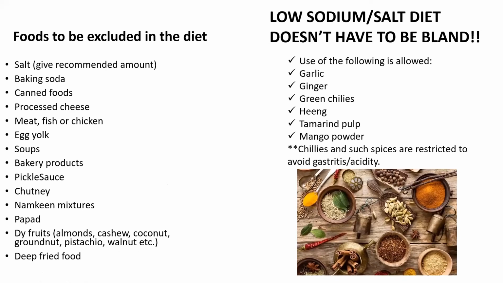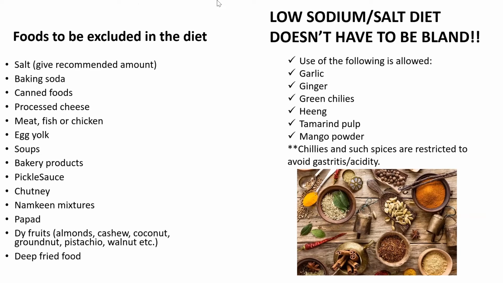Foods to be excluded in the diet are salt. The recommended amount can be given. Baking soda, canned foods, processed cheese, meat, fish or chicken, egg yolk, soups, bakery products, pickles, sauce, chutney, namkeen mixtures, papad, dry fruits like almonds, cashew, groundnut, coconut, etc., and deep fried foods.